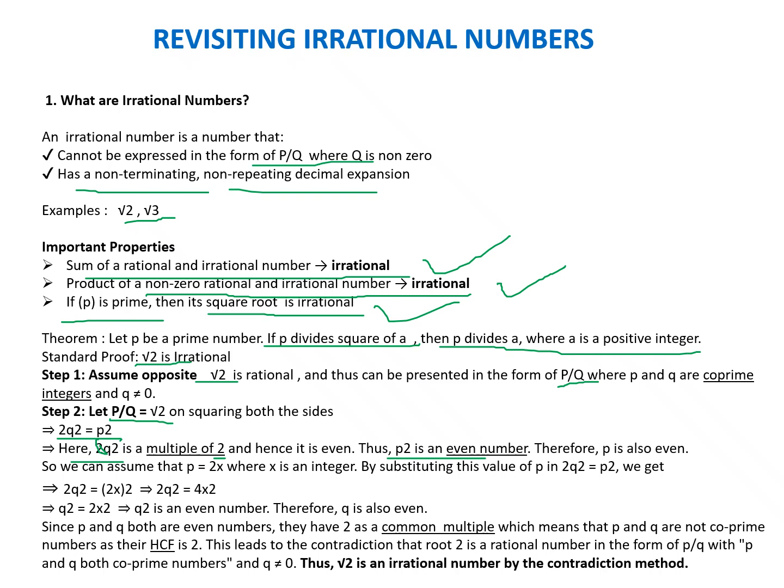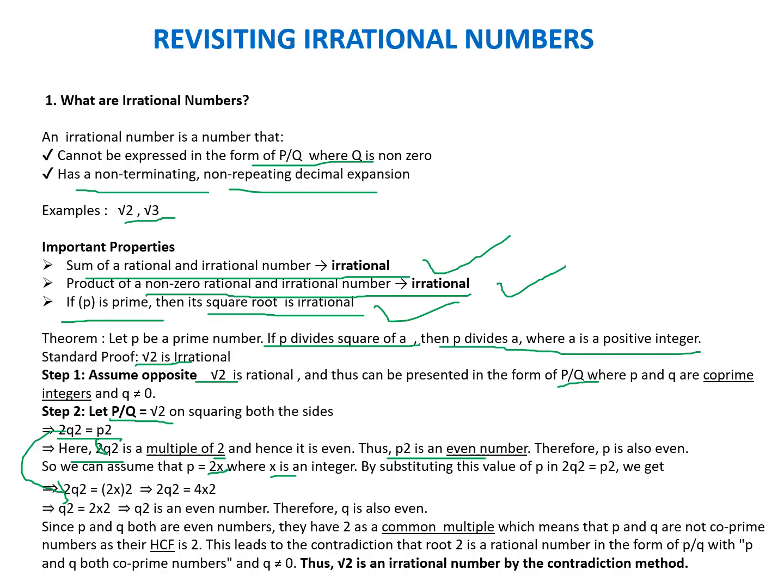So we assume that. What we are then saying is that if p is an even number, then we can put p equal to 2x, because an even number can be represented in the form of 2x, where x is an integer. And then we'll substitute p with 2x here. So we are saying that 2q square is equal to p, which is replaced by 2x, and square of it, we have 4x square.